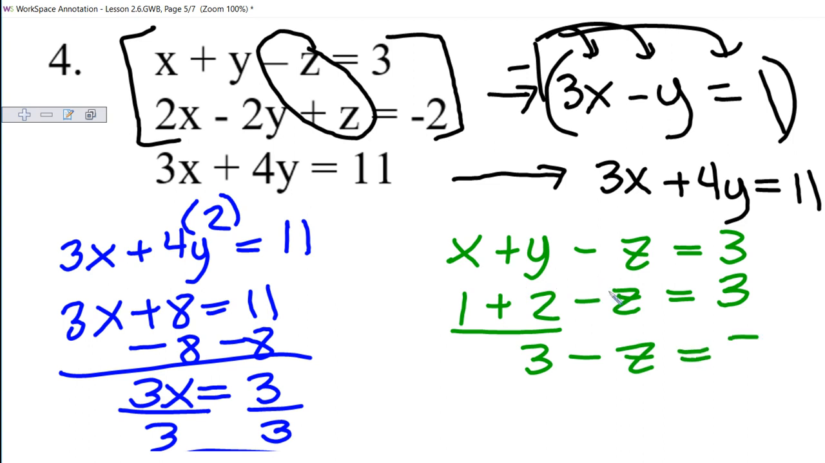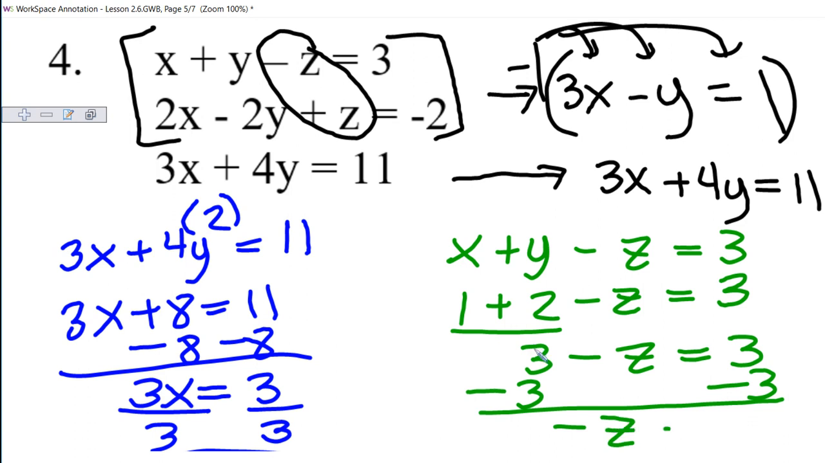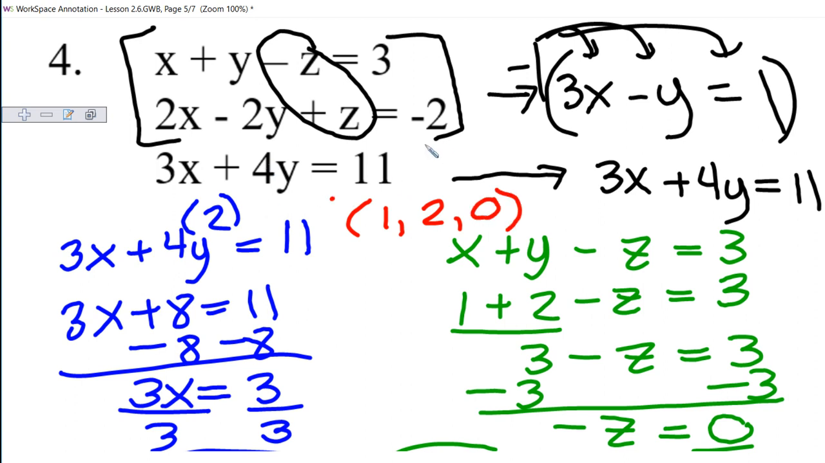What's next? Subtract 3 from both sides. So that gives me negative z equals 3 minus 3, which is 0. How do I get rid of the negative? Divide both sides by negative 1. And what does z equal? 0. Am I finished? Did I write my ordered triple? No, so I'm not quite finished. So my ordered triple, I'm going to squeeze it in right here. What do I put for x? What do I put for y? 2, 0. So make sure you have your ordered triple: (1, 2, 0) inside parentheses.